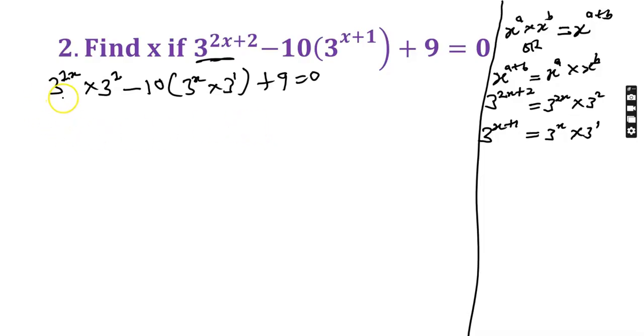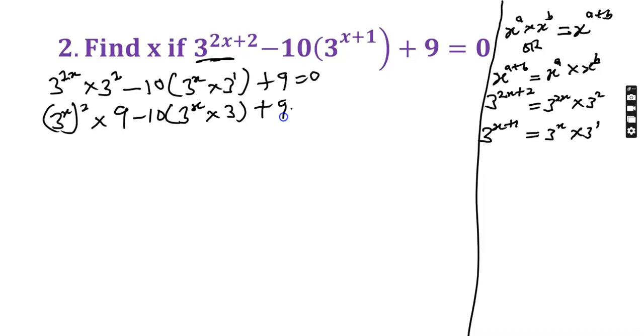So this will change to, I've done this before, 3 raised to the power 2x, this will change to 3 raised to the power x all squared. We have explained that in example 1: times 3 raised to the power 2 will give us 9, minus 10 in brackets 3 raised to the power x times 3 raised to the power 1, which actually means 3, plus 9 equals 0.